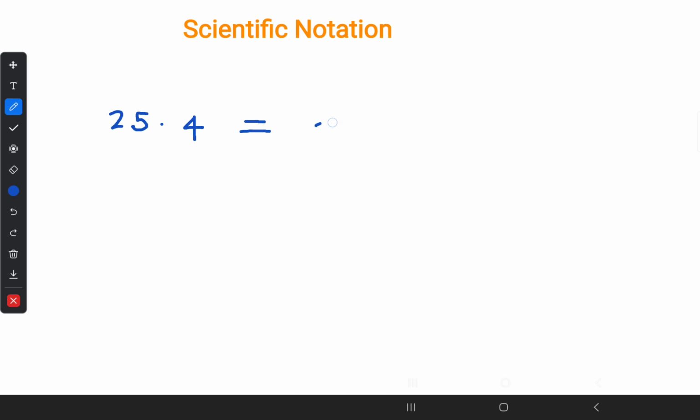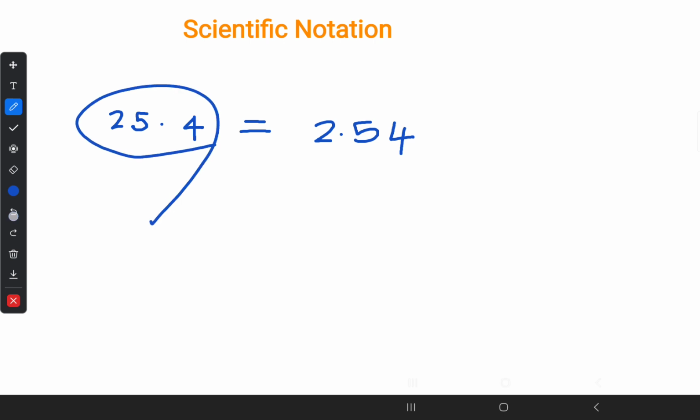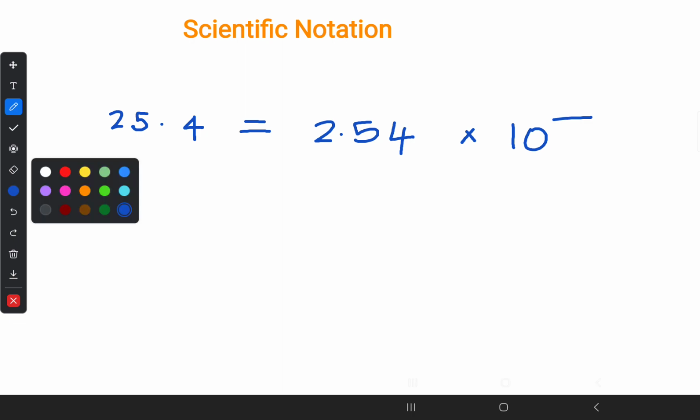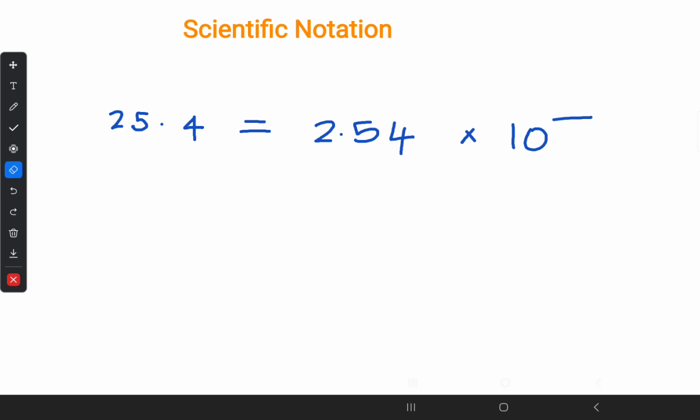So I can express it as 2.54. Don't think about the decimal place exactly. Let's do that later. First of all, you should express it as a number in between 1 to 10. Then after, it should be multiplied by 10 with a power, with a particular index. To find that index, you should determine what would be the multiple that will give you 25.4.